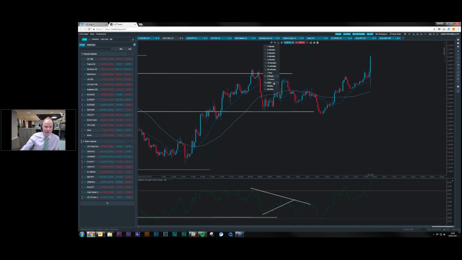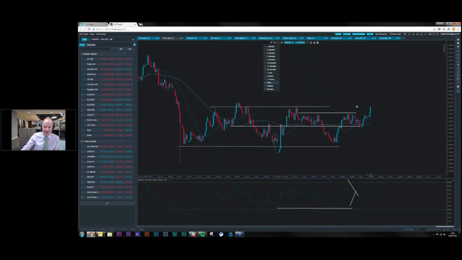So if I zoom out here on a daily basis, you can see that we're at pretty critical levels on the cable chart. Basically, we've been in a 120 to 127 zone for quite a while now, and we're right up at 127. So I've got the horizontal level in here. We can also show that we're teeing up a break of a potential trend line here.